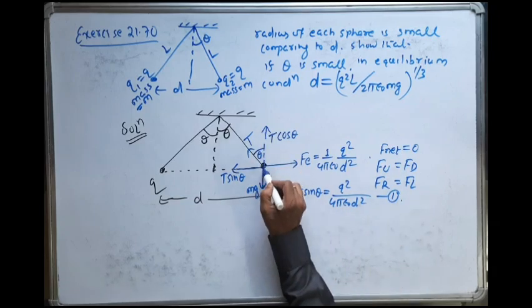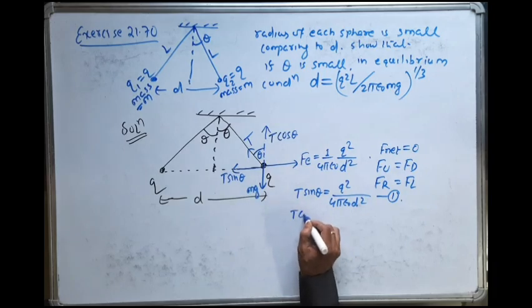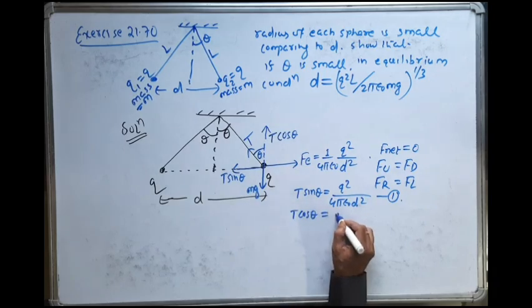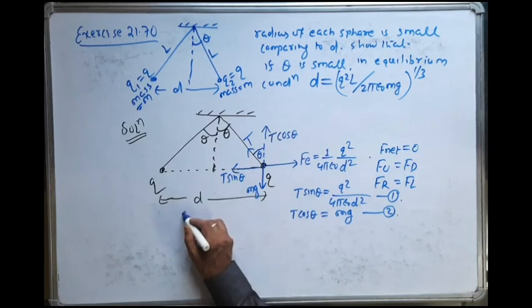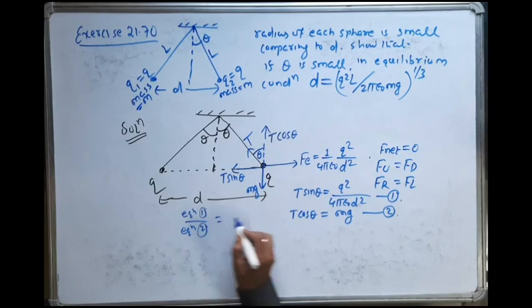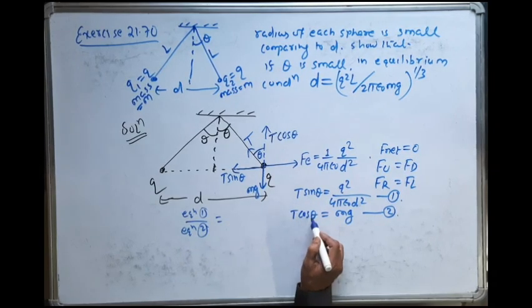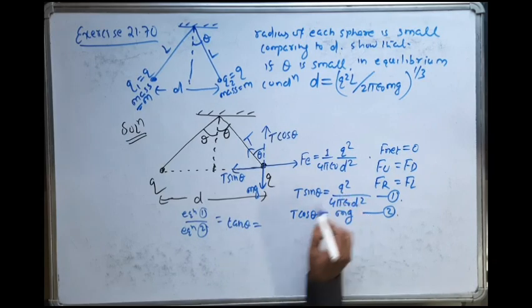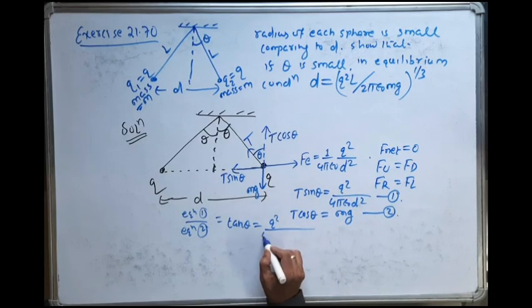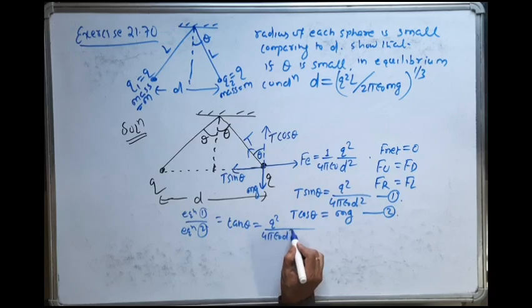Then upward force is equal to downward force for the equilibrium position. What is the upward force? T cos theta. What is the downward force? mg. This is equation number 2. Now divide equation 1 by equation 2. If we divide T sin theta by T cos theta, T cancels, so it will be tan theta. Tan theta is equal to q square by 4 pi epsilon naught d square divided by mg. So this is tan theta.